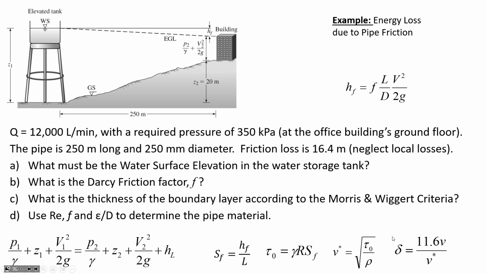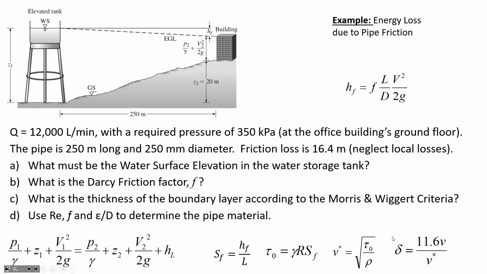Our hydraulic radius: this is a pipe that's flowing full. So we can estimate the hydraulic radius as just the diameter divided by 4, if you remember that simplification for a circular pipe flowing full. The diameter is 0.250 meters divided by 4, so the hydraulic radius is 0.062 meters.